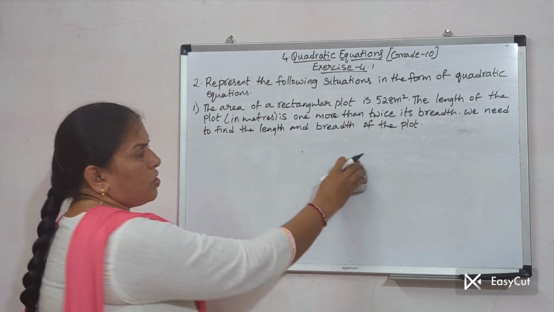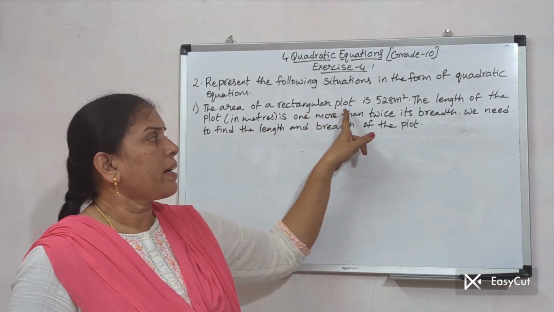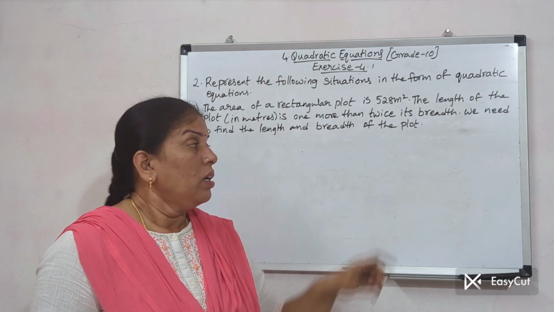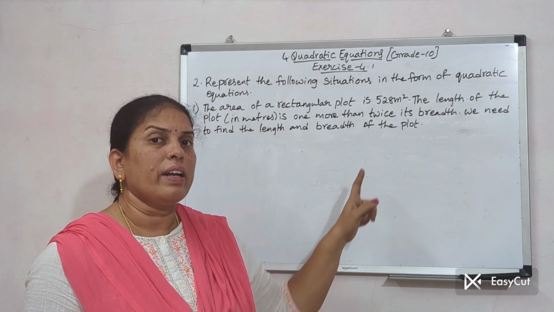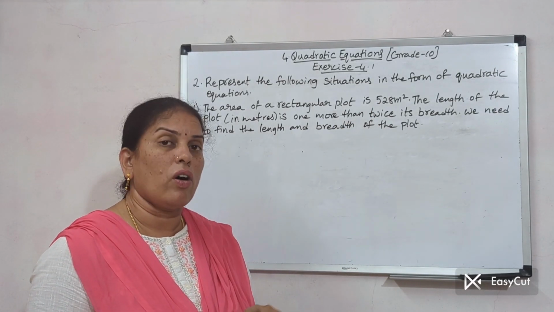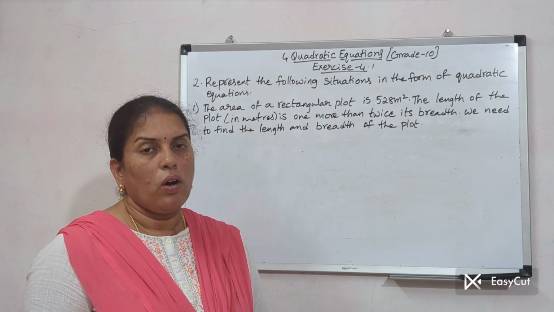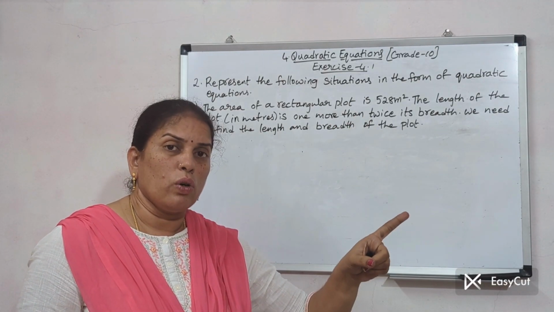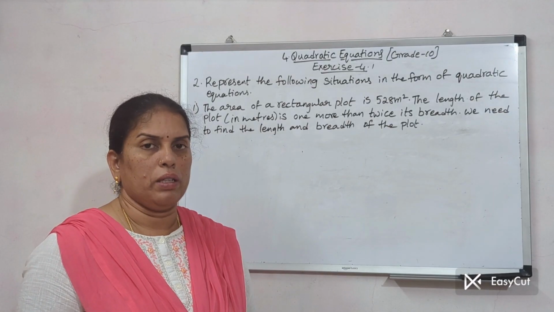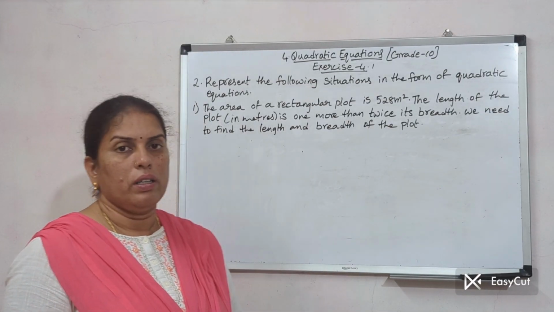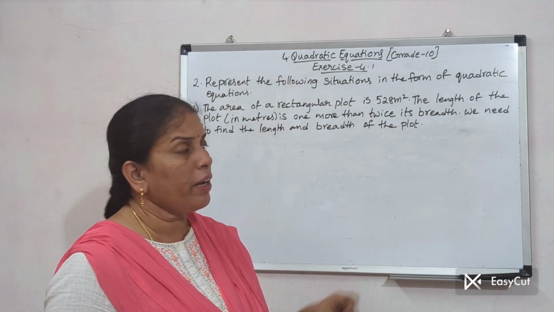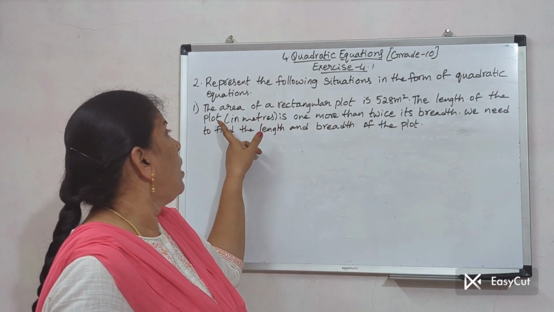What is the remaining question? The area of the rectangular plot is 528 meters square. What is the area they have given? 528 meters square they have given already. They have given the area. Okay. Remember here, even when they have given the area, you must apply the area formula. Okay, that is very important. Here they gave the area, but you must apply the formula. Okay. The length of the plot.